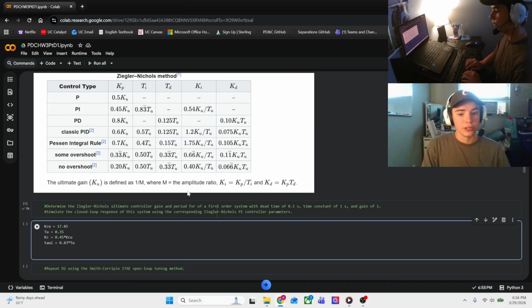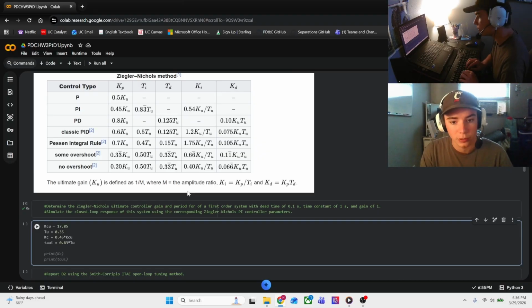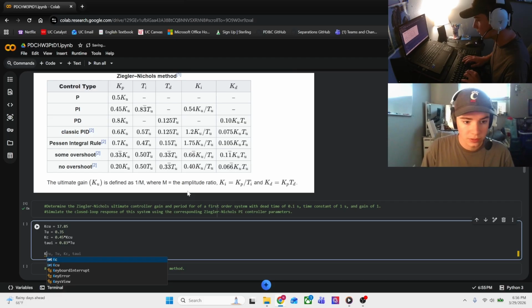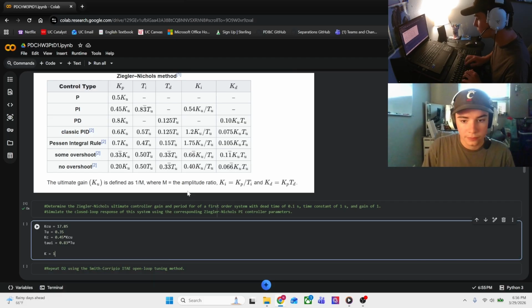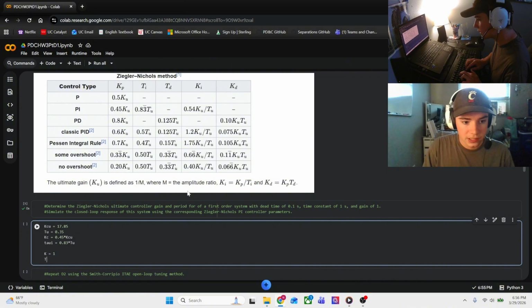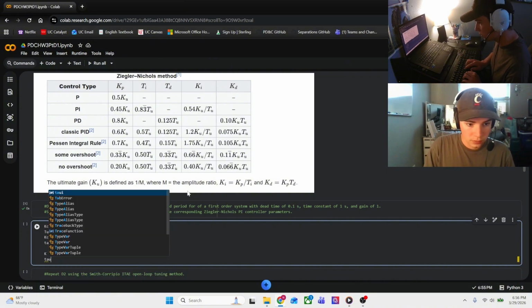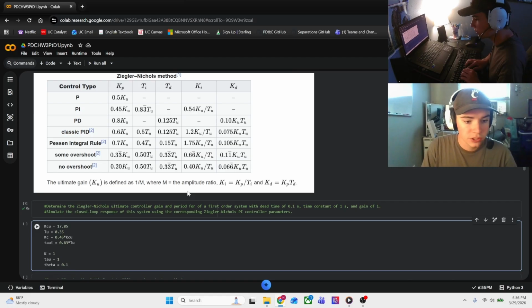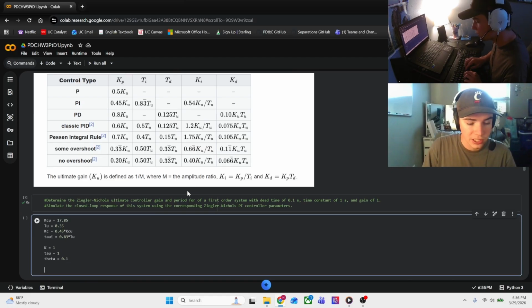Fantastic. Now that we have those in, we can go ahead and put our problem values in. So we know that our K is going to equal 1 from up above. Our tau is also going to equal 1, and then our dead time theta is going to equal 0.1 seconds. So now we have those values in there. We can go ahead and put in our GP and our GC.